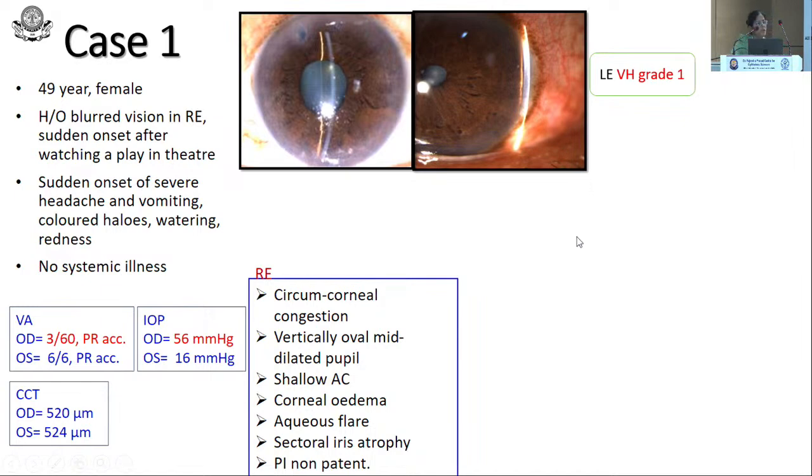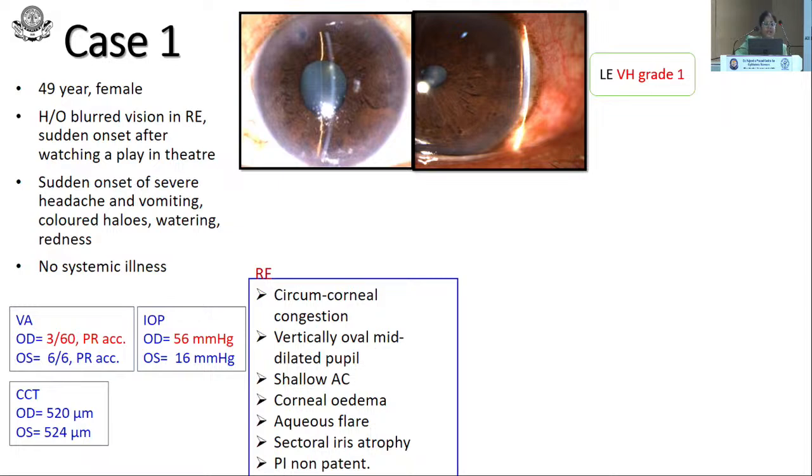Case 1, a 41-year-old female with history of blurring of vision in the right eye, which was sudden in onset after watching a play in a theatre, associated with headache, vomiting, colored halos, watering, redness, no systemic illness. Visual acuity in the right eye is 3/60 PR accurate, in the left eye 6/6. In the right eye the IOP is 56 millimeter of mercury, whereas in the left eye it is 16 millimeter of mercury. CCT seems to be normal.